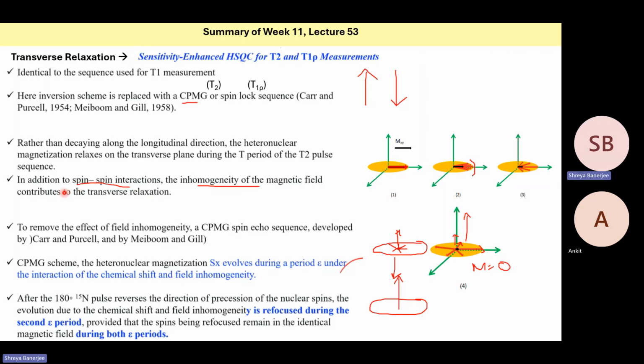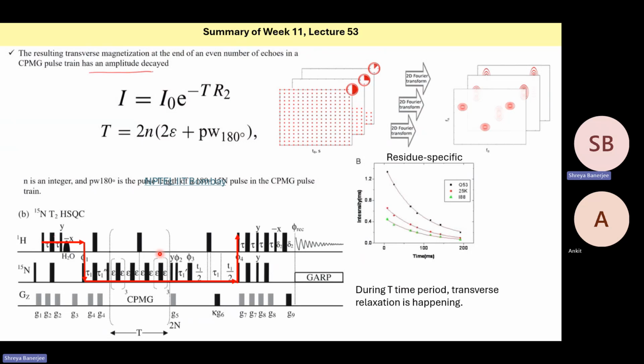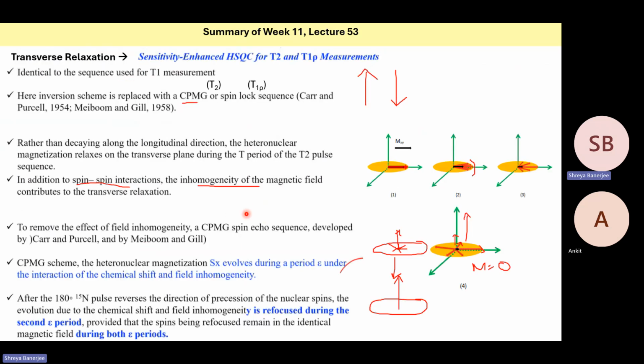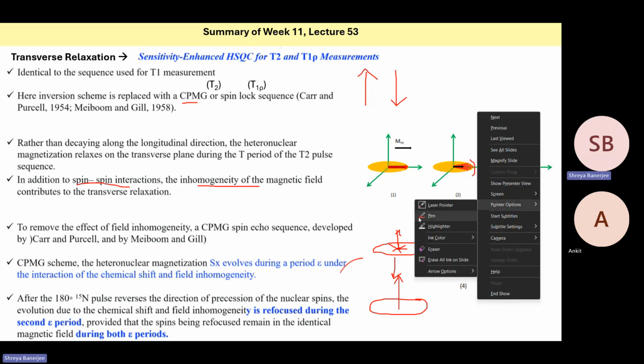So what is contributing to this transverse relaxation? One is the spin-spin interaction. Another is the inhomogeneity of the magnetic field. In order to remove this field inhomogeneity, a CPMG spin echo sequence is used. Again, we will look at that as we go along. So one thing you can remember is that the CPMG sequence is used. And another thing you can remember is that there is a refocusing that is happening. How does that happen? I'll show you.